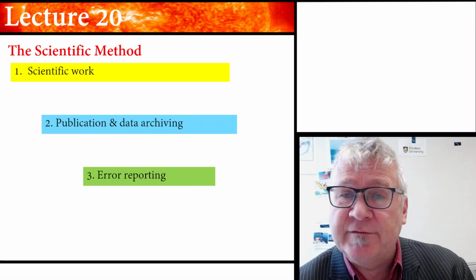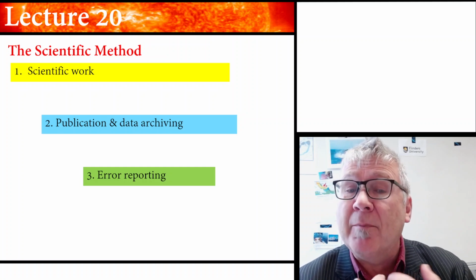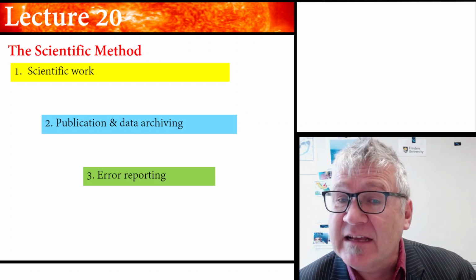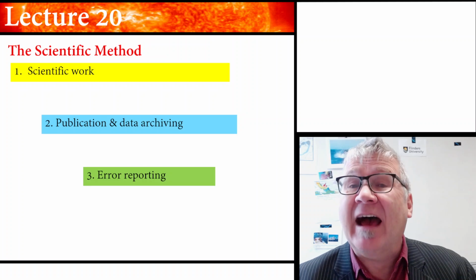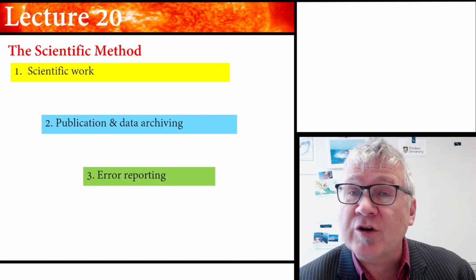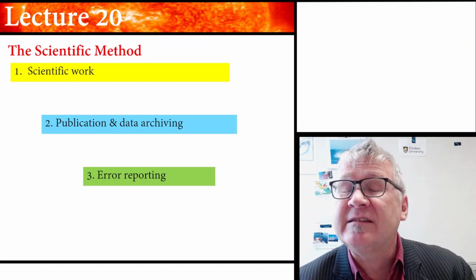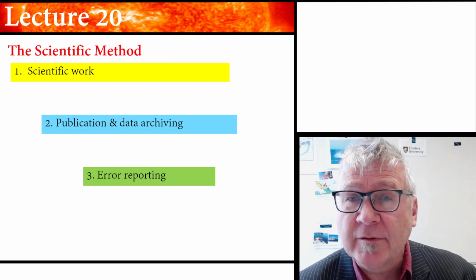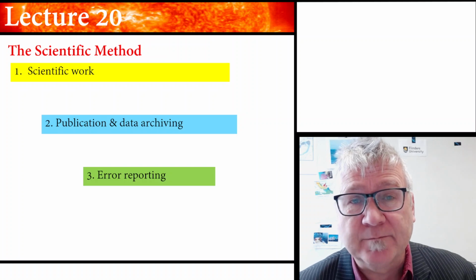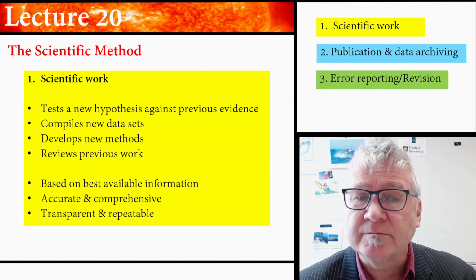One is the scientific work. Okay? The second component is the publication, the reporting of findings and data, and the data archiving. Okay? The storage of data. And the third part is the error reporting. Okay? So let's have a look at these individual parts. All right. Let's start with the scientific work.